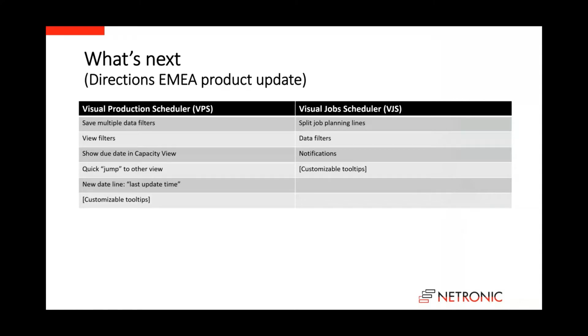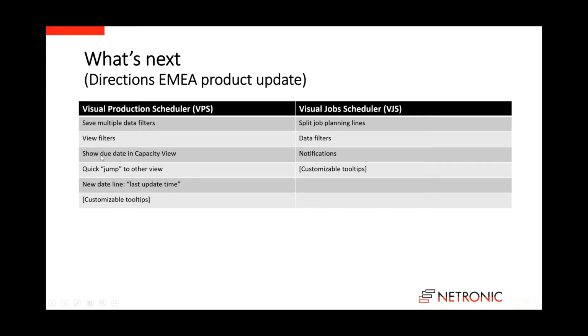So now we won't do an end of September version. We did a version in end of July, we did a version end of August. We skip end of September, but move this to early October. So we will come with a new version of the products to Directions EMEA, which is in the second week of October in Vienna. With the visual production scheduler, we have the capability to save multiple data filters. We work on the view filters.